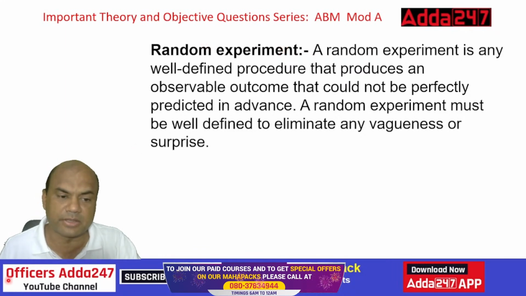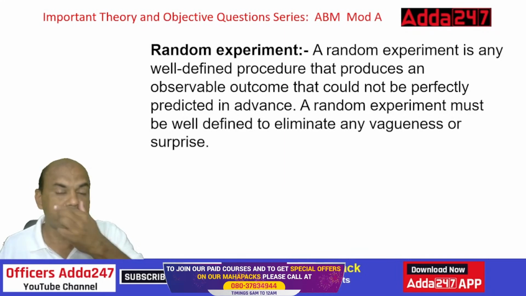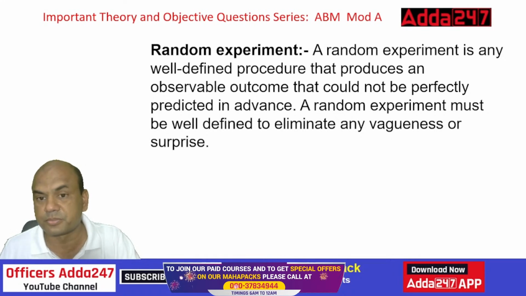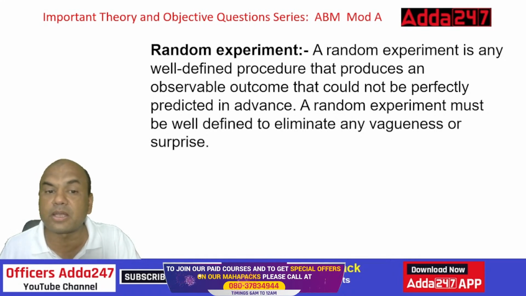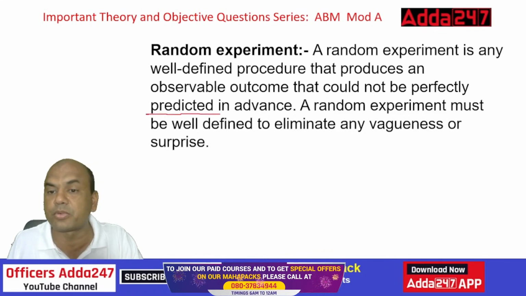Let's get some examples over here. For example, suppose tomorrow, where will be the Nifty, Sensex or stock market? Nifty tomorrow, I don't know. What will happen of the Russia-Ukraine war? I don't know. Neither anyone in this world knows. So these are called random. Means what? Well-defined procedure that produces an observable outcome that could not be perfectly predicted in advance. Here, perfectly is an important word.